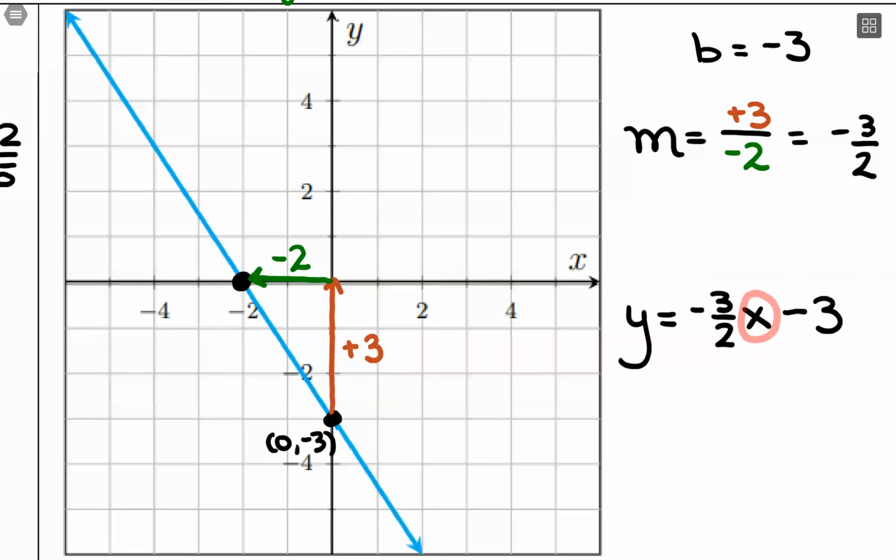Don't forget x. That's a common mistake with these, to get focused on the slope and the intercept, but we have to have our variable. You should always have y in there and always have x.